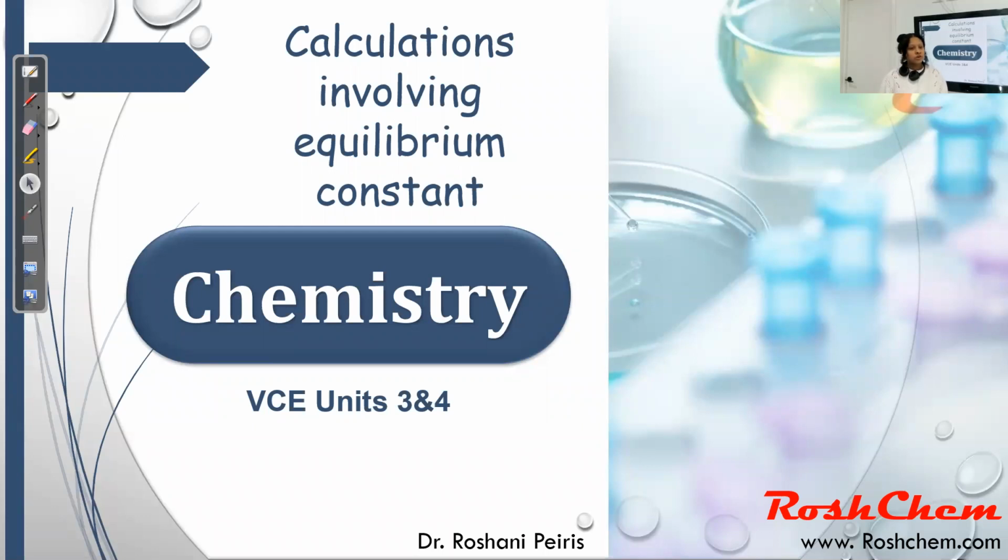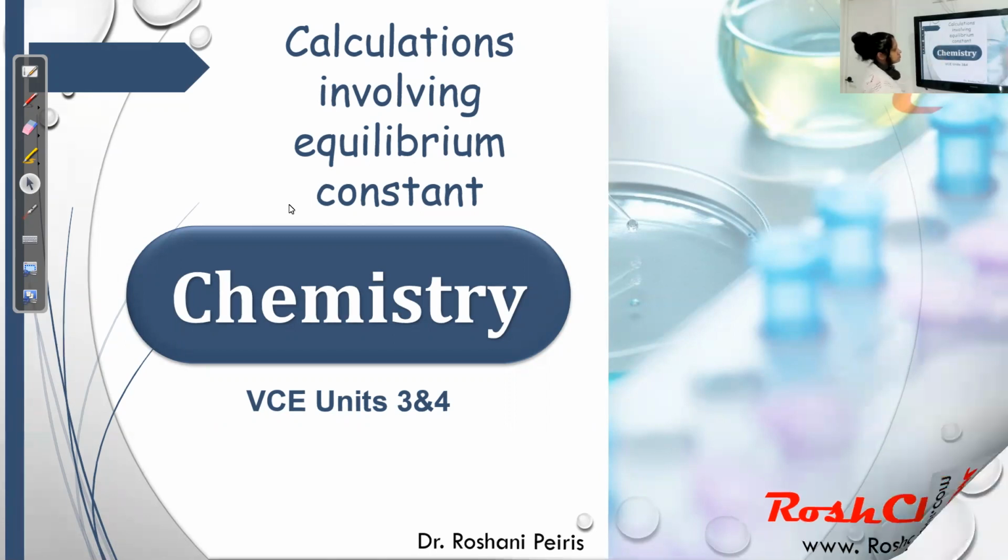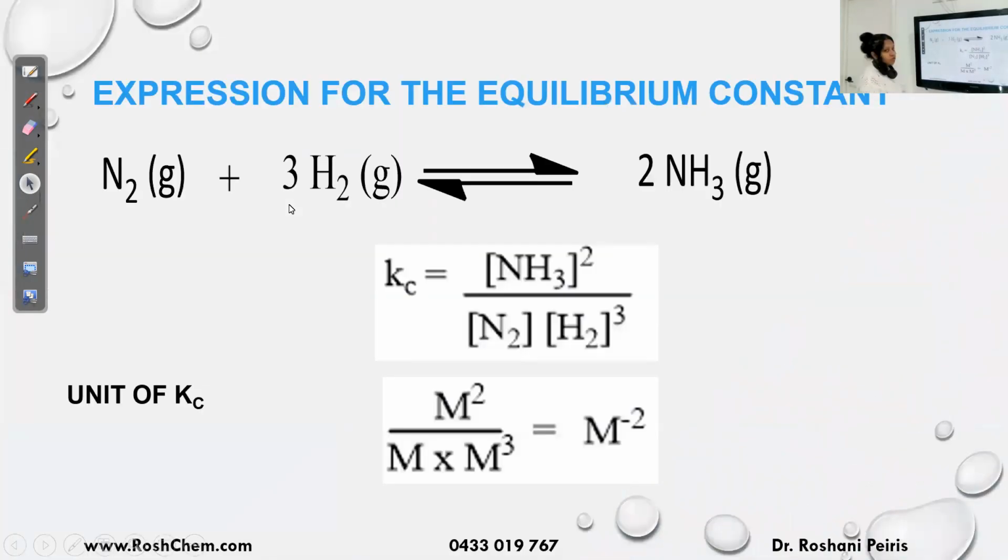In this video, I'm showing you some calculations involved in the equilibrium constant. Look at the reaction given here: N2 plus 3H2 gives NH3. We'll first see how to write the expression for the equilibrium constant, which is called the Kc expression.